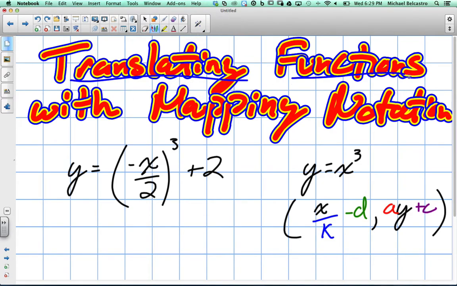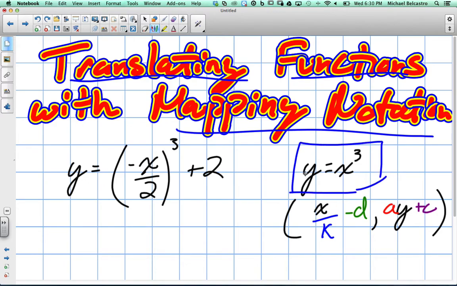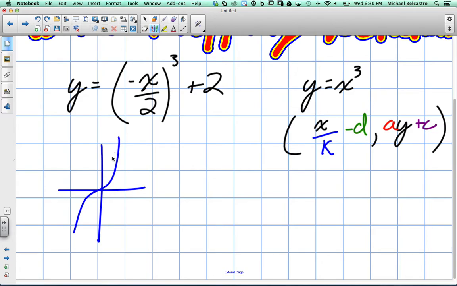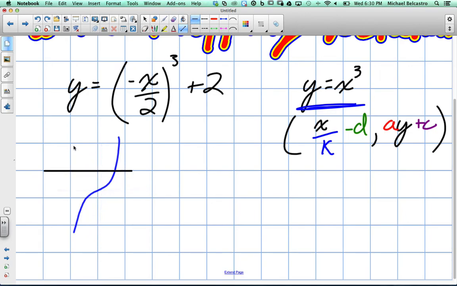Okay, translating functions with mapping notation. So here's our original function, y equals x cubed, which is a cubic function, and maybe we're not really familiar with drawing them. They essentially take on this look, okay? And if we're really unsure of any coordinates, we can always build a table and run it through that equation in order to get values.